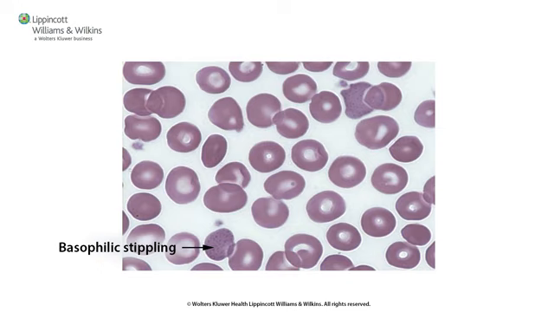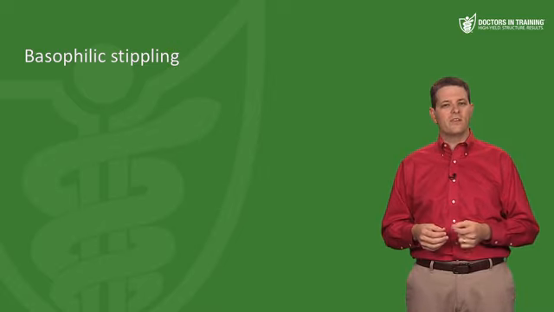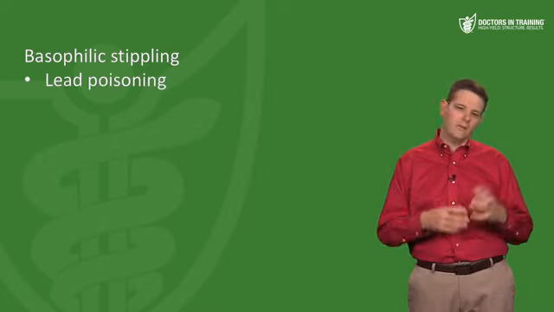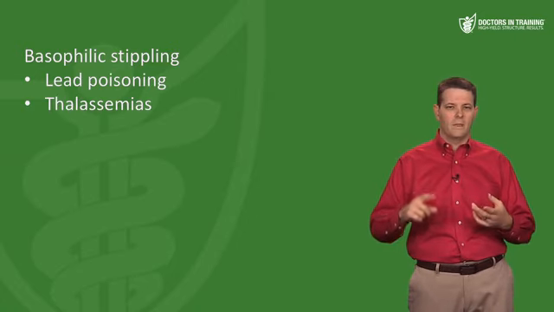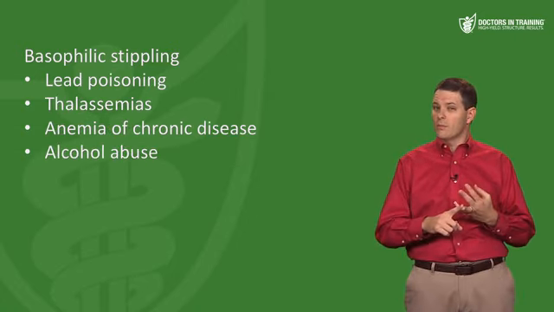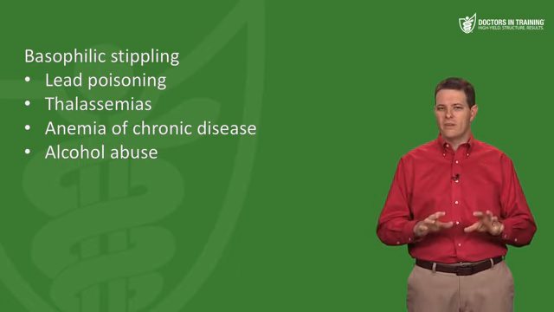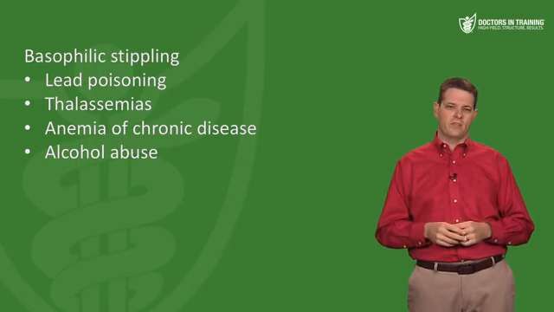These are little purple basophilic dots all over the cell, which are thought to be clumps of denatured RNA within the red cell, or possibly ribosomes that clump together. The main disease state I want you to associate with basophilic stippling is lead poisoning. Now, there are other things that might cause basophilic stippling, such as thalassemias, anemia of chronic disease, and alcohol abuse. But I want you to remember lead poisoning as the main cause of basophilic stippling.